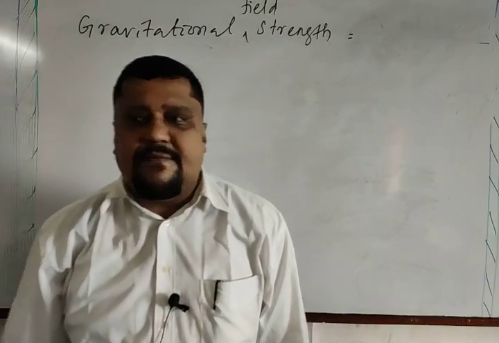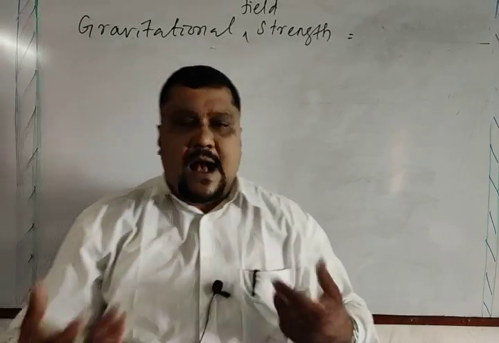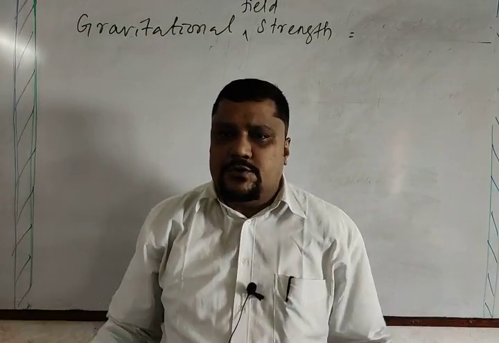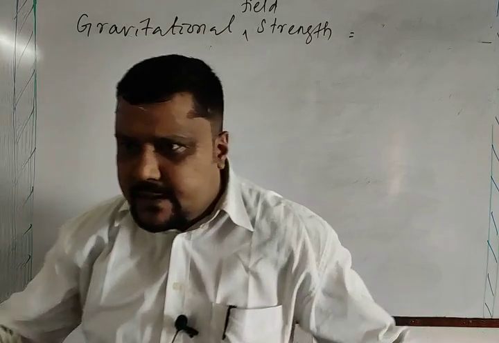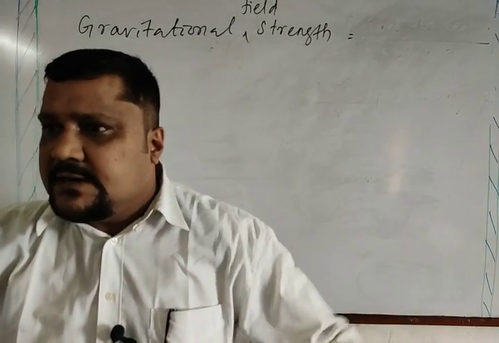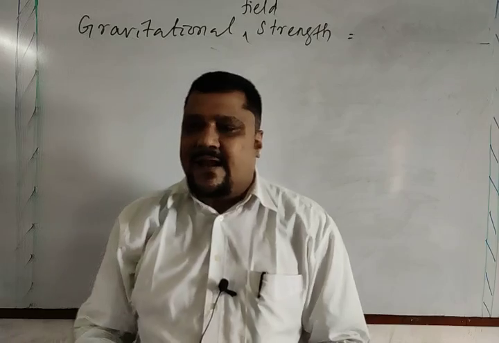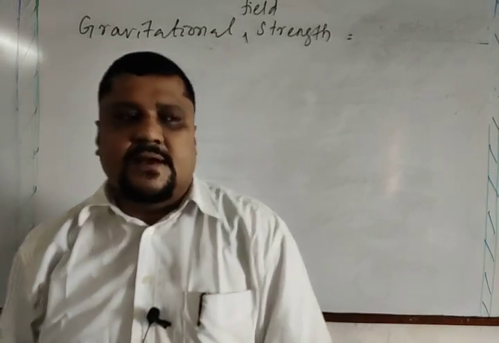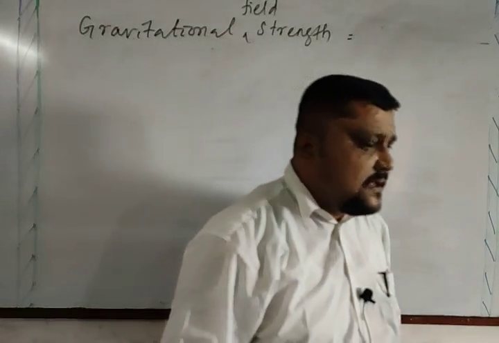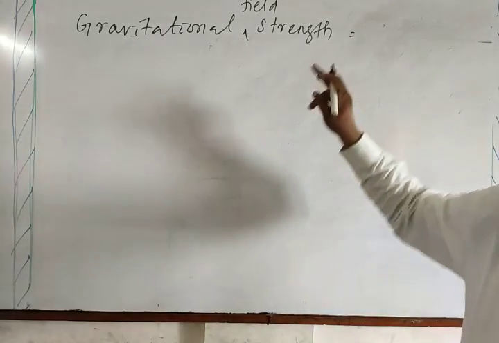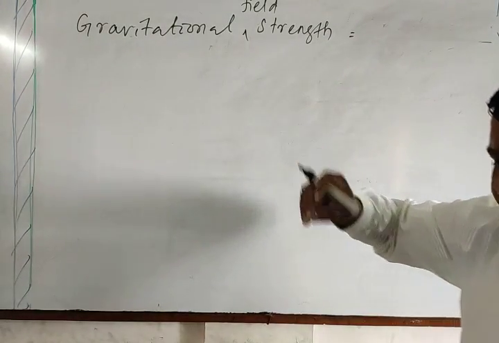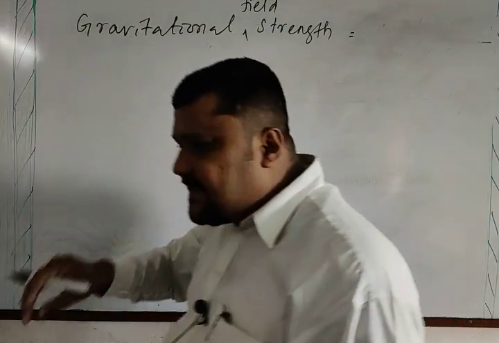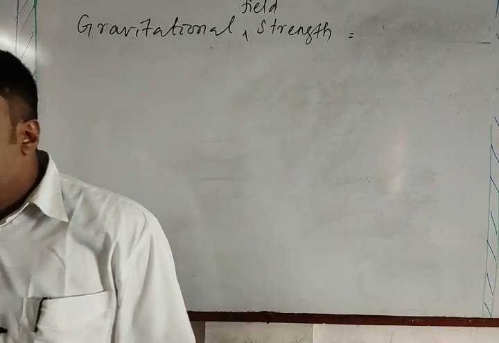That field is called the gravitational field. If I have a mass, then I will produce a field around me, so that when another body comes into that region, it will be attracted because of the force of gravitation. So from that we got the gravitational field strength, which is the force experienced by a unit mass placed at that point.